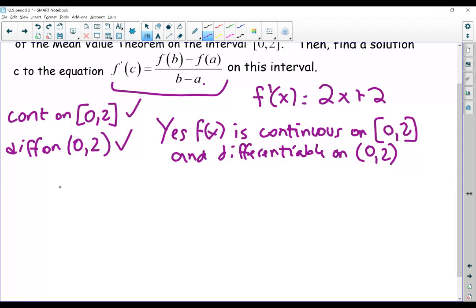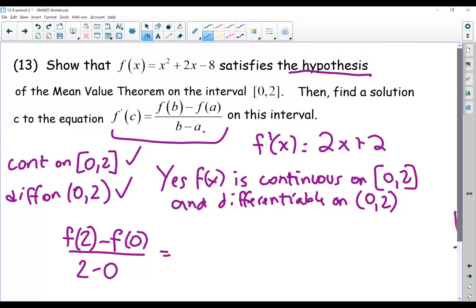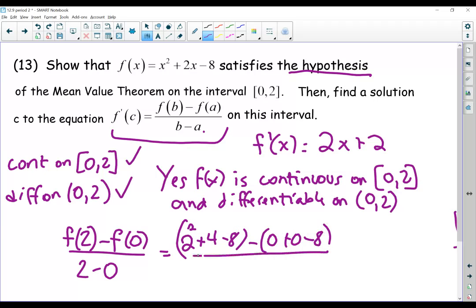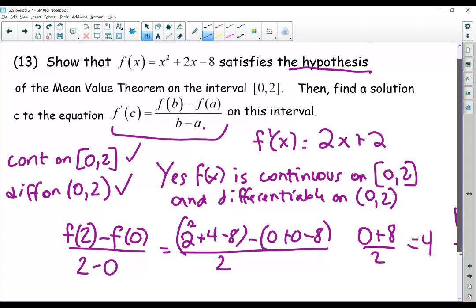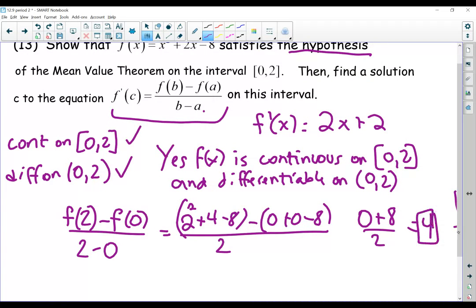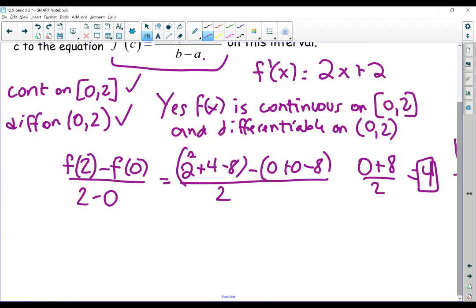If I find the slope from 0 to 2, so let's find the AROC of this function between 0 and 2. If I plug in 2 into our function, we get 2 plus 2 squared plus 4 minus 8 minus 0 plus 0 minus 8, over 2. That's going to give me 4 plus 4 is 8, minus 8 is 0, minus negative 8 is 8, over 2 is 4. Okay, so I get an AROC equal to 4. So the one slope I know has to happen in this interval is a slope of 4.